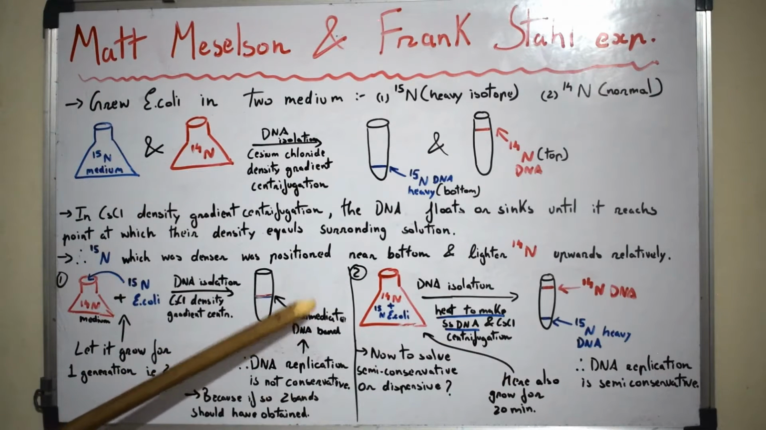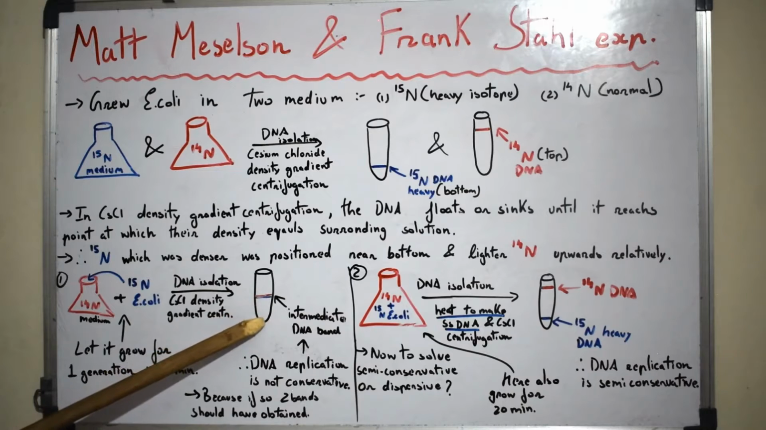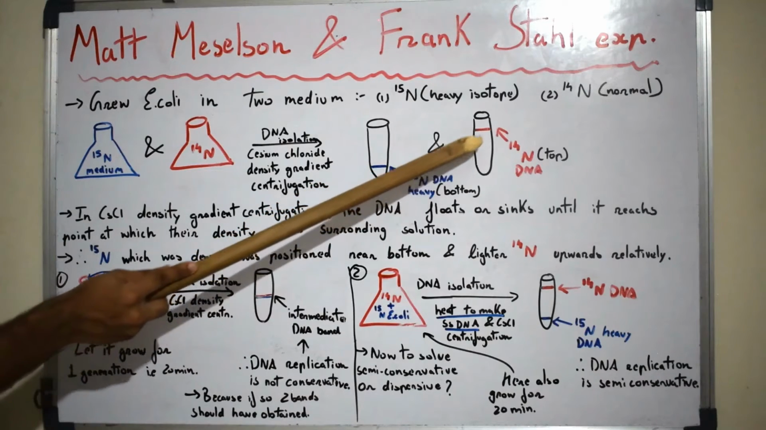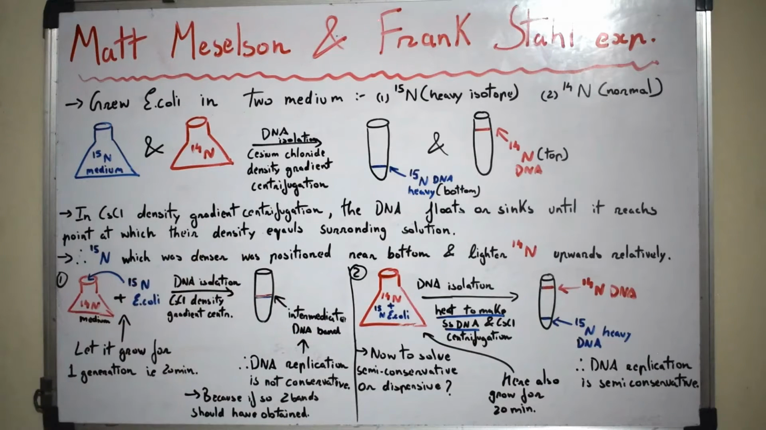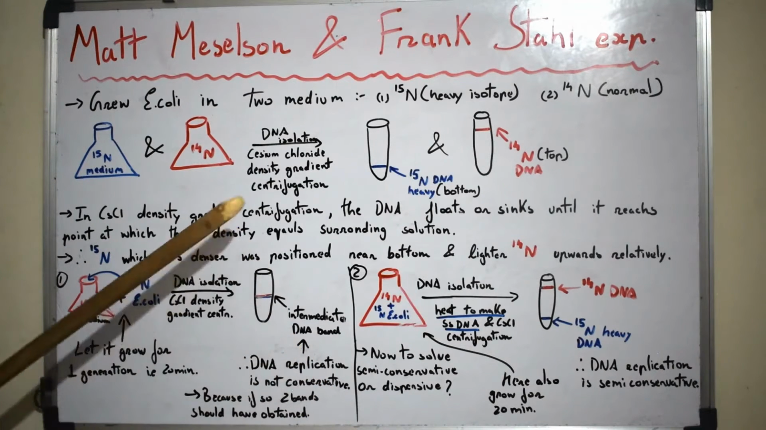Now what they found was an intermediate band between the 15N DNA at the bottom and the 14N DNA at the top. So they found an intermediate band between the top and the bottom. Now this suggested that the DNA replication is not conservative. Why is it not conservative? Because if it was conservative, we should have obtained two bands. Why would two bands have been obtained if it was conservative?